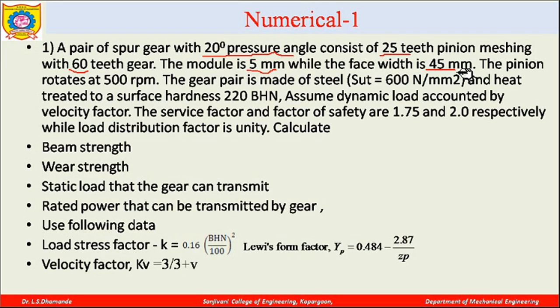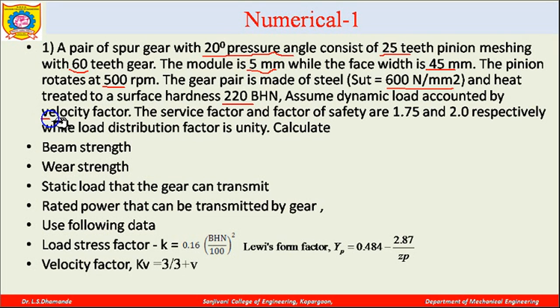Then it is said that the pinion is rotating at 500 rpm. So pinion rpm is 500, and this gear pair is made up of a steel having SUT 600 Newton per mm square, and these gears are heat treated to a surface hardness of 220 BHN. So material for pinion as well as for the gear is same, and you have to assume the dynamic load accounted by velocity factor.